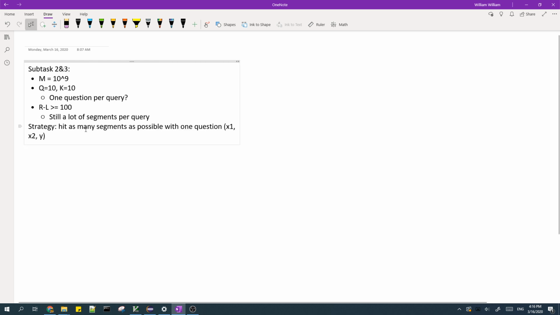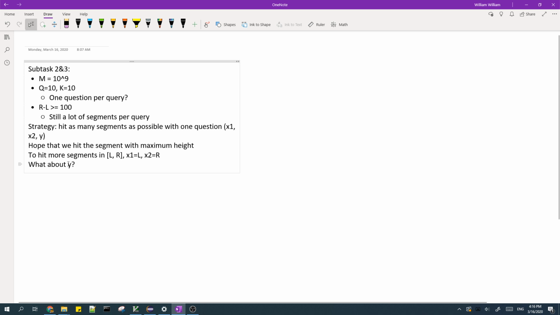Our strategy is to just hit as many segments as possible with the laser in the question. So a laser starting from x1 to x2 at height y, and we'll just hope that the laser will happen to hit the segment with the maximum height. In order to hit as many segments as we can in the range from L to R, for the question we ask, we should have x1 equal to L and x2 equal to R.